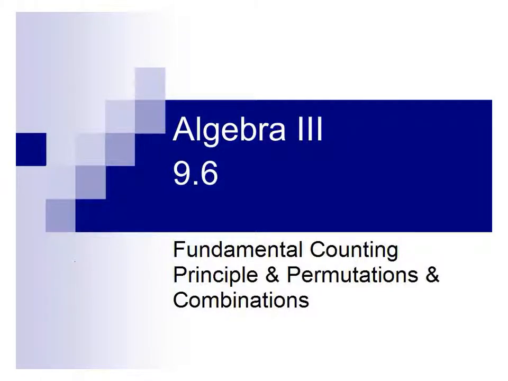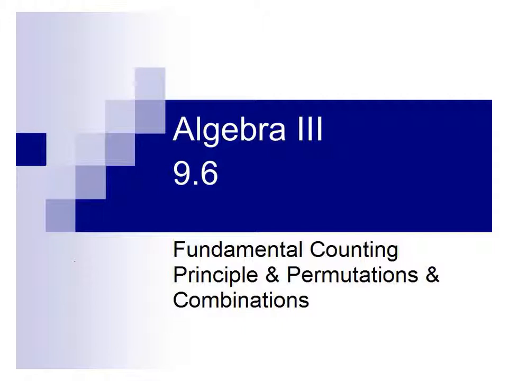Hi everybody. So today what we're going to start is the chapter about probability. But before we jump into probability, one of the things we have to look at is the number of ways that you can do something, because that's important when you're figuring out probability. So today we're just going to look at how do you figure out how many ways you can do something.